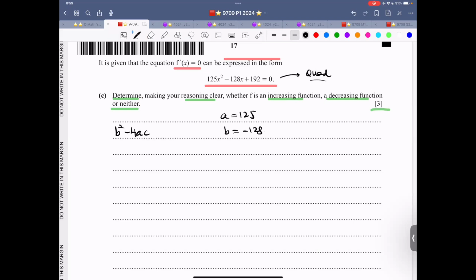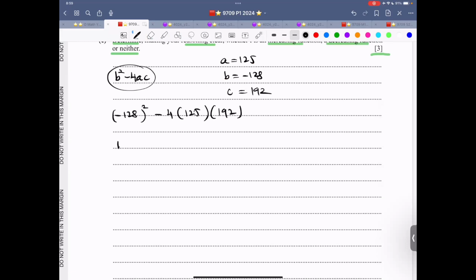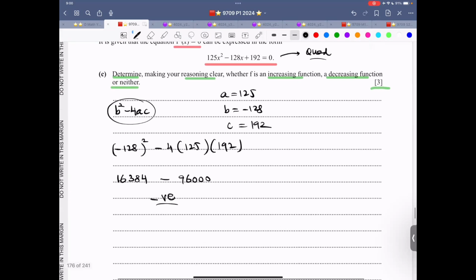So a is 125, b is negative 128, c is 192. Let me evaluate this thing, which is negative 128 whole squared minus 4 into 125 into 192. Grab your calculators and simplify. This is 16384. This is 96,000. You can see it for yourself that this is coming out to be a negative number. Now, that means that this equation f prime x equals 0 has no real solution.